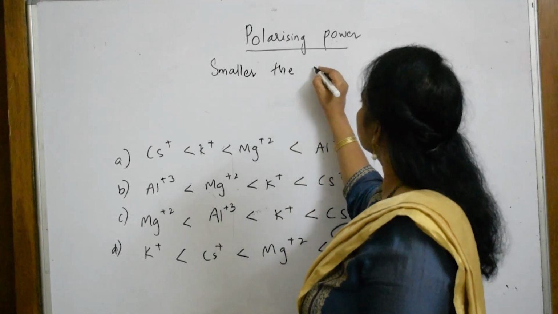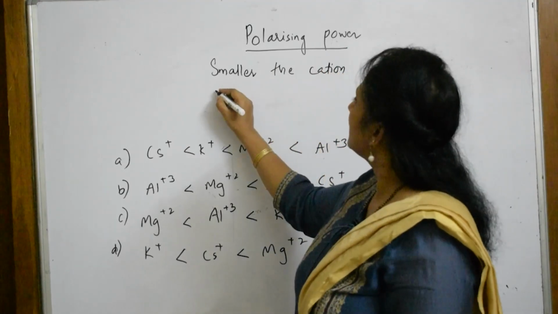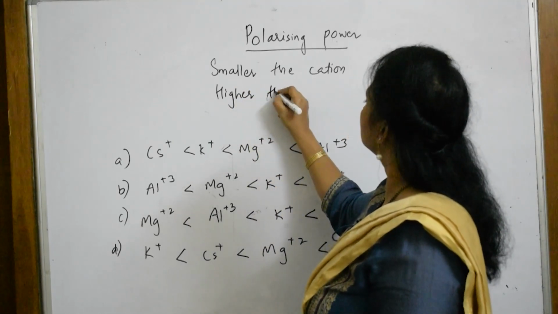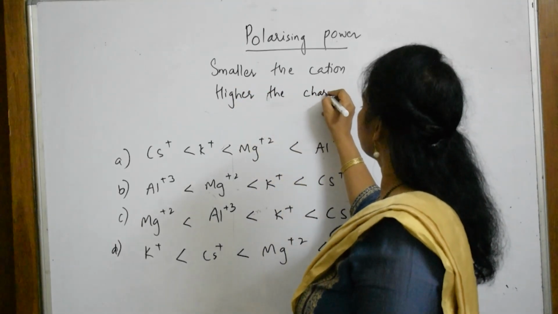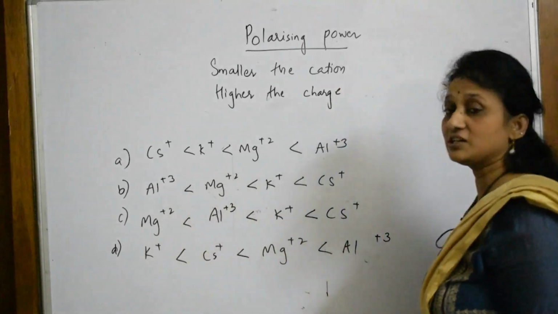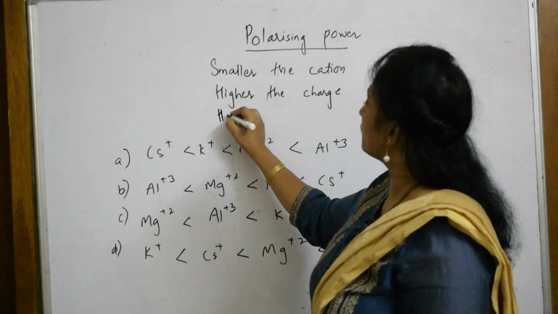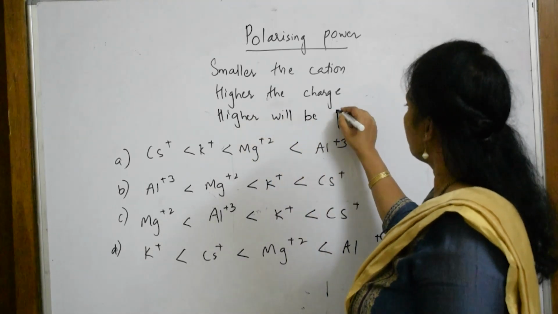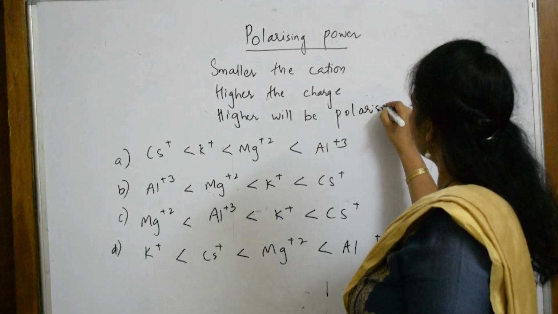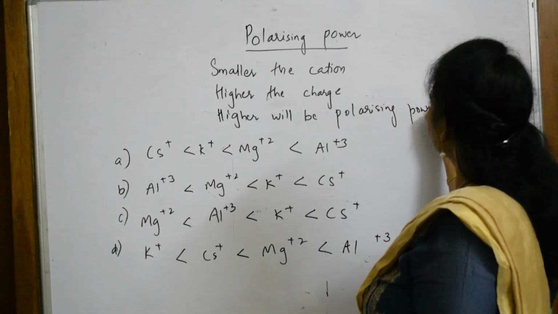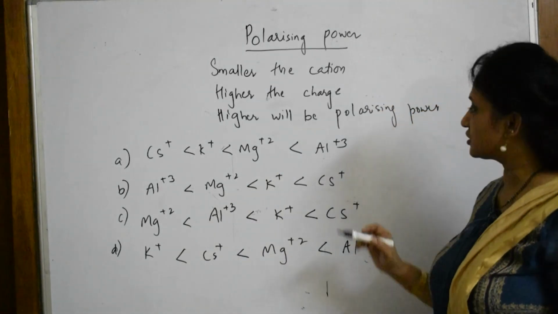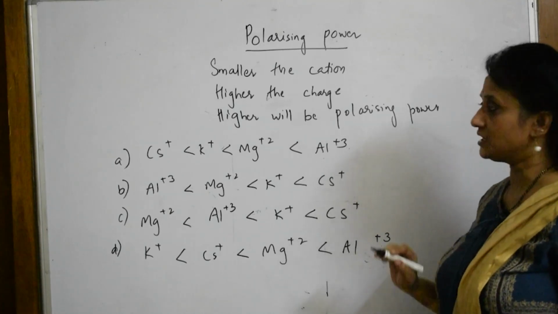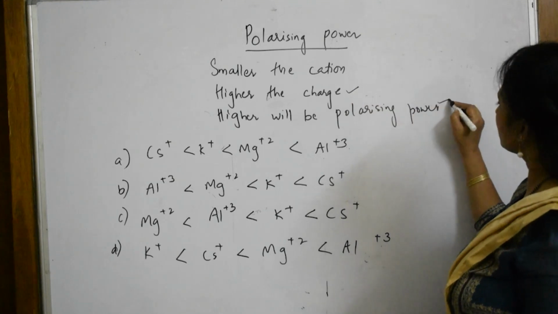Smaller the cation, right? One concept. Higher the charge, that is a positive charge which I am talking about on these cations, right? Higher will be the polarizing power, right? So now among these, which is the correct order if I have to see? So which is the maximum charge? Aluminium. So wherever aluminium is there, that is where you need to see. So higher is a charge, higher is a polarizing power, I said.